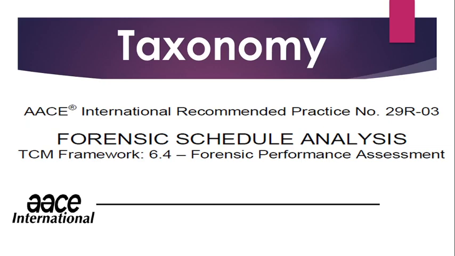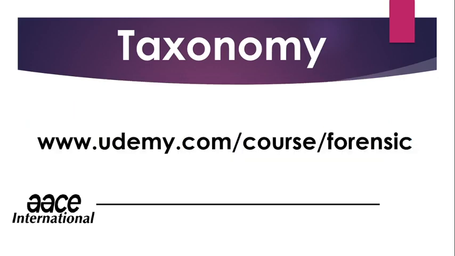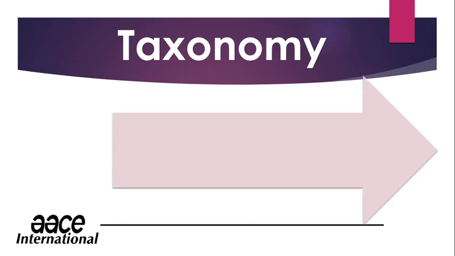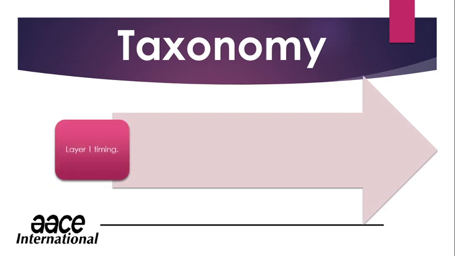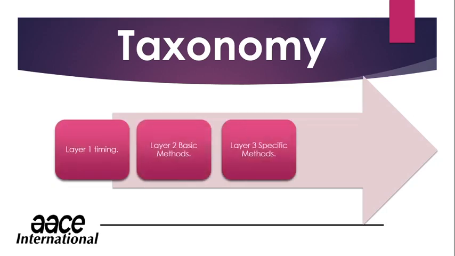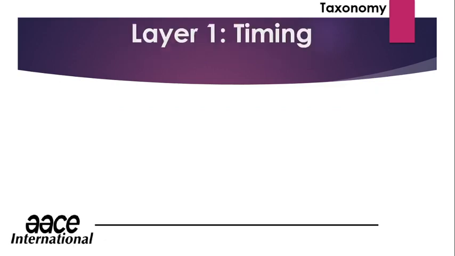Taxonomy is a hierarchical classification system of known methods of schedule impact analysis, techniques and methods used to analyze how delays and disruptions affect entire CPM networks. Layer 1: Timing. Layer 2: Basic methods. Layer 3: Specific methods. Layer 4: Basic implementation. Forensic schedule analysis. Layer 1 in choosing the method of analysis is the timing.